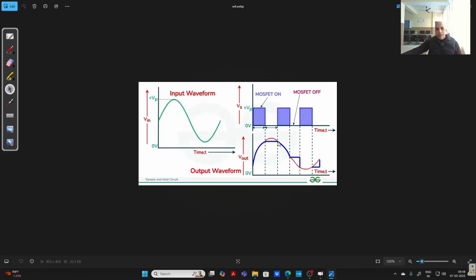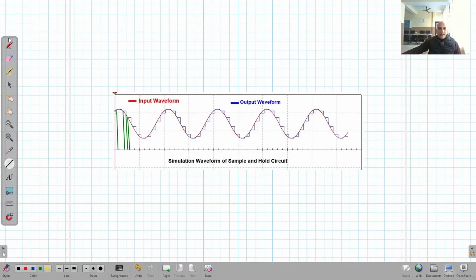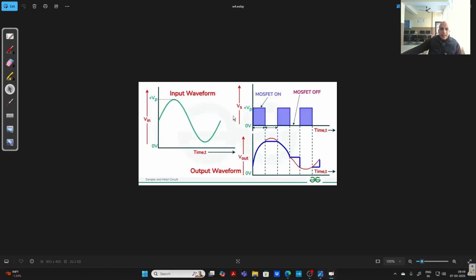Then again the MOSFET is on, and the voltage across the capacitor will follow the input signal. In this way, once again when it is off, it is again taking the sample. So you can see here how the samples are taken. This was shown there when we were discussing how this input and output waveform are drawn. So I think it is very clear now how this is taking the samples.